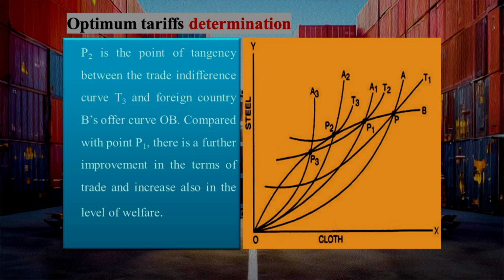Continuing again with the determination of optimum tariff, P2 is the point of tangency between the trade indifference curve T3 and foreign country B's offer curve OB. Compared with the point P1, there is a further improvement in the terms of trade and also an increase in the level of welfare.